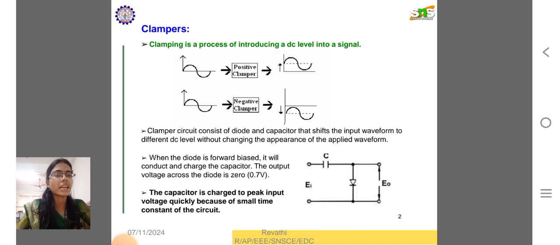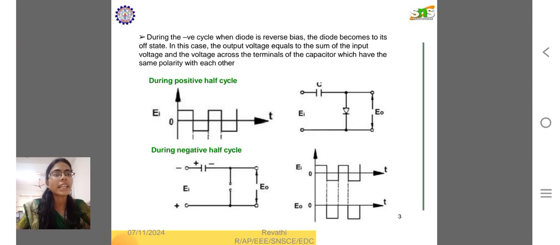When the diode is forward biased, it will conduct and charge the capacitor. The output voltage across the diode is 0.7 volt. The capacitor is charged to the peak input voltage quickly because of the small time constant of the circuit. In the negative half cycle, the diode is reverse biased, and the output voltage equals the sum of the input voltage and the voltage across the terminals of the capacitor, which have the same polarity. So the waveform is defined in the circuit during the positive half cycle and during the negative half cycle.